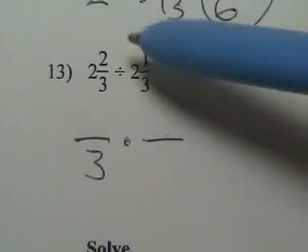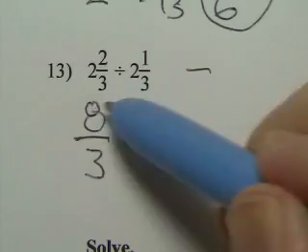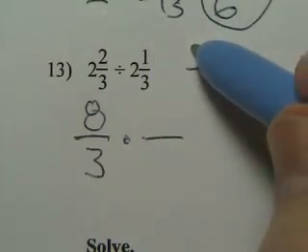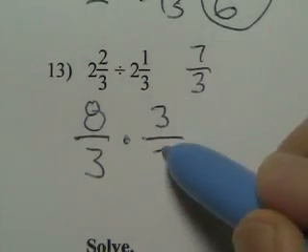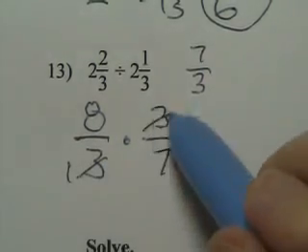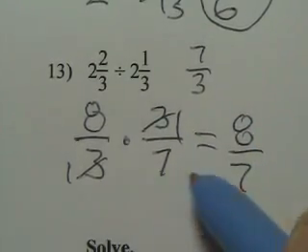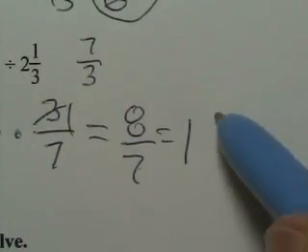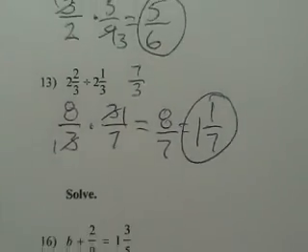Same thing with 13. 3 times 2 is 6, plus 2 is 8. And then 3 times 2 is 6, and 1 is 7. So it's 7/3. Now I'm going to flip it. 3 goes in there once. You have 8 over 7. 1 times 7 is 7. So that is 1 and 1/7.